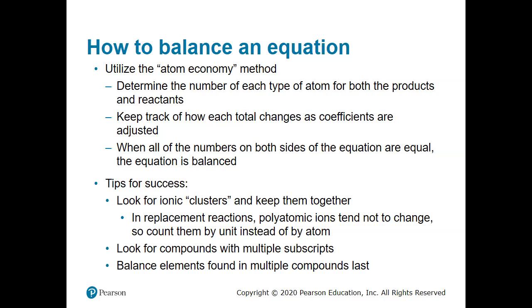And so I just keep track of everything as I go until I get to the point where both sides of the equation are equal. I've got equal numbers of atoms of each kind of element on both sides of the equation. That's when I know it's balanced. Now, for those of you that have some experience with balancing chemical equations, you may not need this bookkeeping kind of methodology.